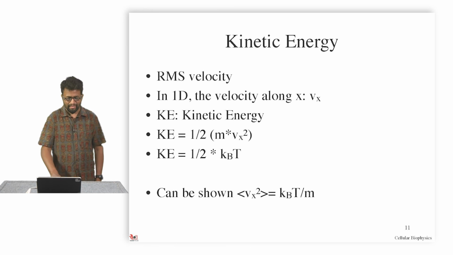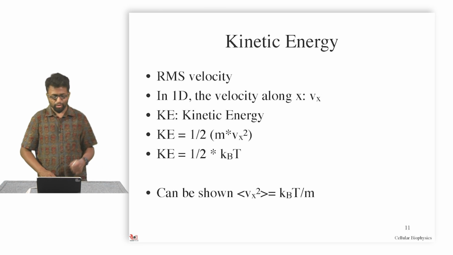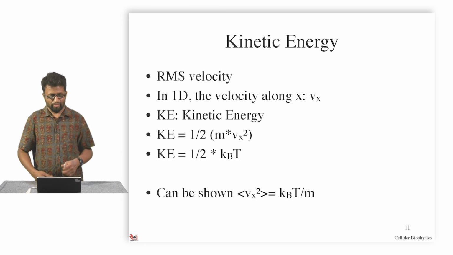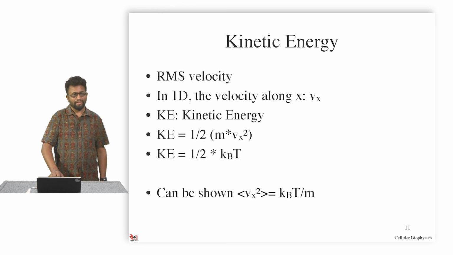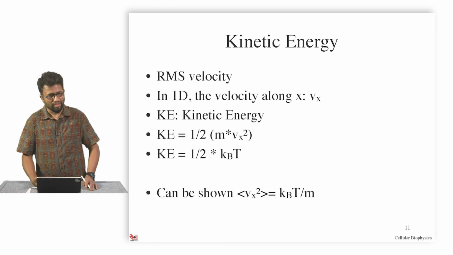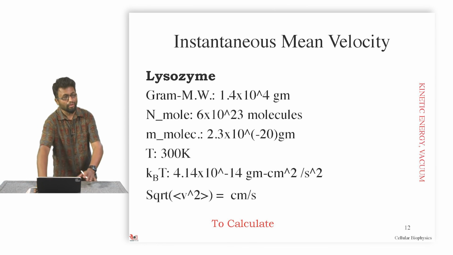So if you have that and you know that the kinetic energy is half kBT in one dimension, then we can show that Vx squared is equal to kBT over m, or in other words, the root mean square velocity of a particle in one dimension is the square root of kBT by m, kBT being the thermal energy and m being the mass of the object, which means that we can now calculate this.